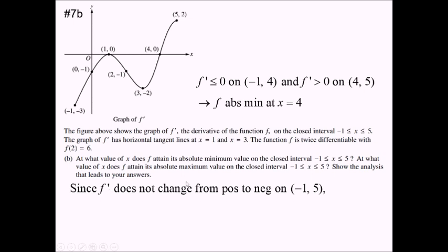Since f prime does not change from positive to negative anywhere on here, since there's no local maxes, that means that the only place the absolute max could actually occur is going to be at the endpoints, either at x equals -1 or x equals 5. So taking a look here at both of these, we would calculate these by taking some initial value and adding the area under the curve to that value as you move from left to right. You'd be acquiring area.